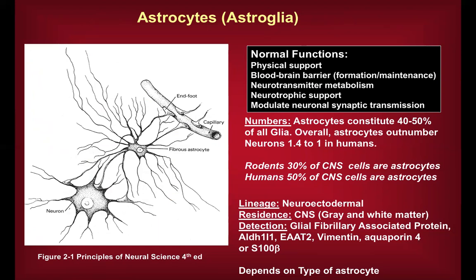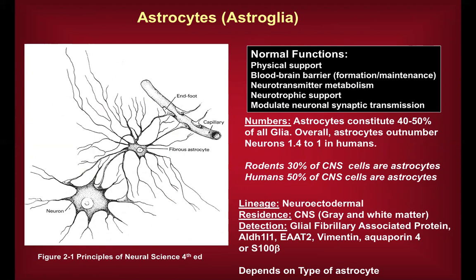Astrocytes really constitute the majority of glia, and astrocytes outnumber neurons 1.4 to 1 in humans. So there's actually more astrocytes than neurons. There's a little bit different constitution when you're talking about rodent brain versus humans. Sometimes that's something you need to consider, especially as we do a lot of our discussion papers. In rodents, 30% of the CNS cells are astrocytes, and in humans, 50% are. So there's more glia. It seems like the higher order you move up in mammals, the more astrocytes you have.